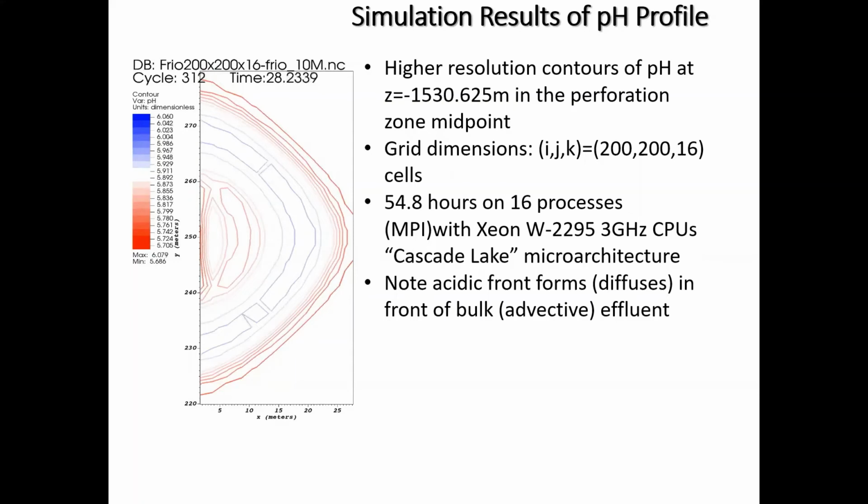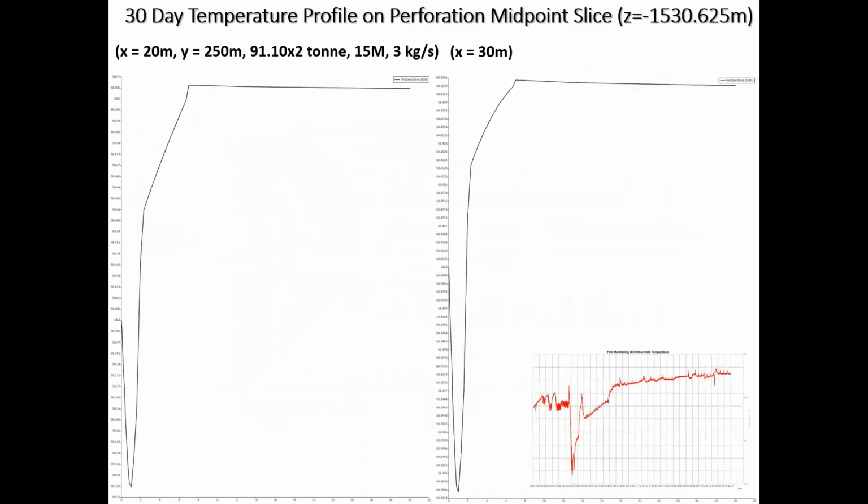This is the latest simulation I ran. It's on the 200 by 200 mesh. And this simulation took 58 hours to run on 16 processes using MPI on a machine that has the Cascade Lake microarchitecture. Okay, now showing that the results agree with what was seen from the real data in the early slides.